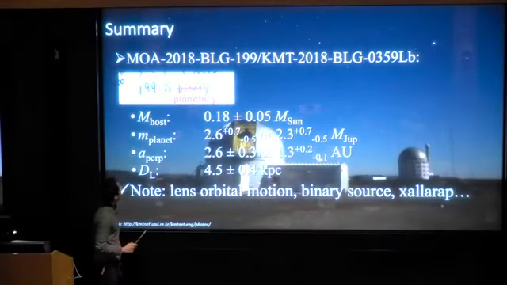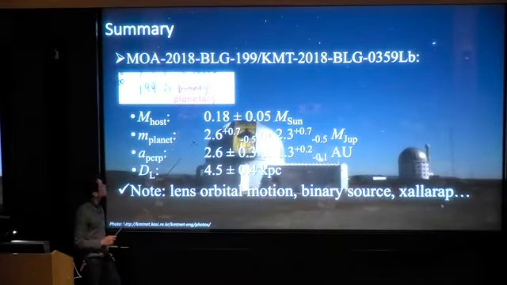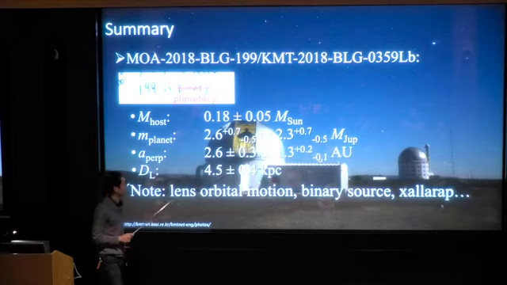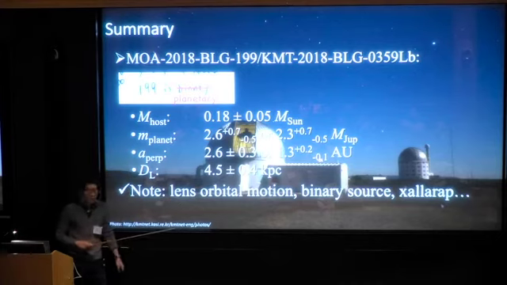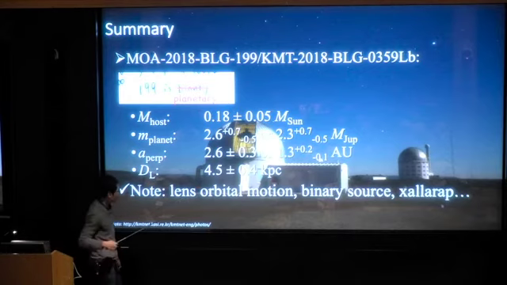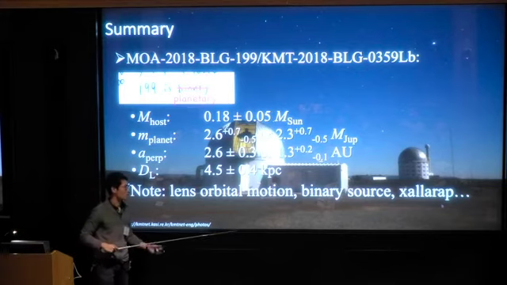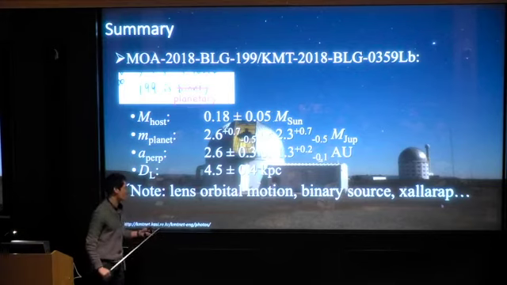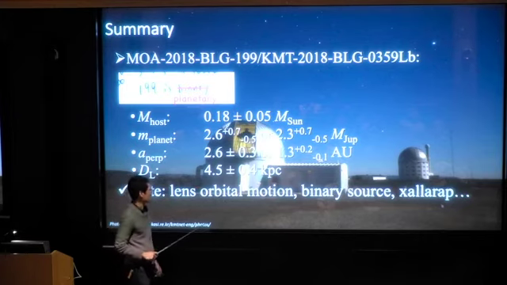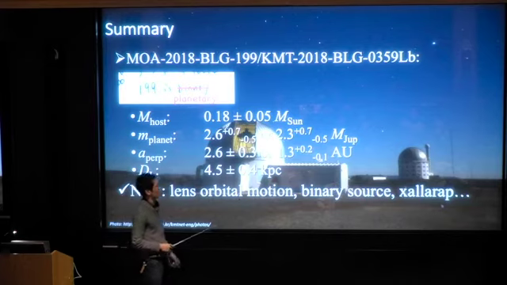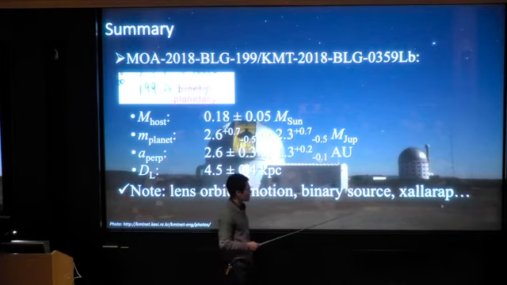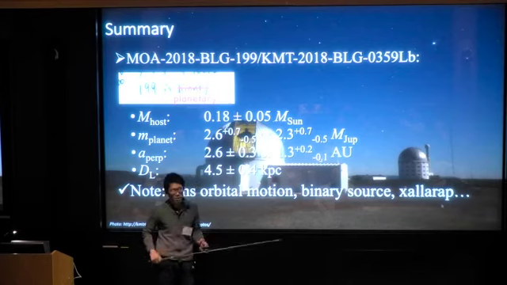So in summary, this MOA-2018-BLG-199 is a planetary event, not a binary, and it's a super Jupiter mass planet around low mass stars. Just finishing my talk, I should note that I'm still working on the lens orbital motion, and I don't see a chi-square improvement with this model, but maybe I need to consider the uncertainty in each parameter. Also, I should try the binary source model, as Martin and Radek mentioned yesterday, and also check the model. I'll stop here.